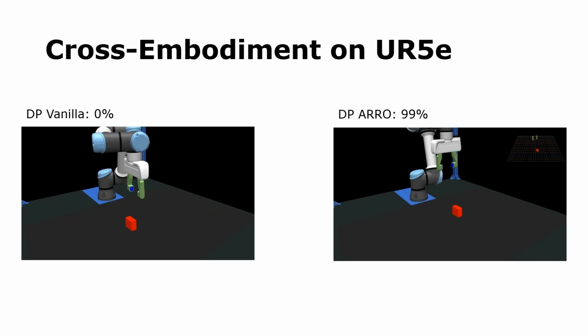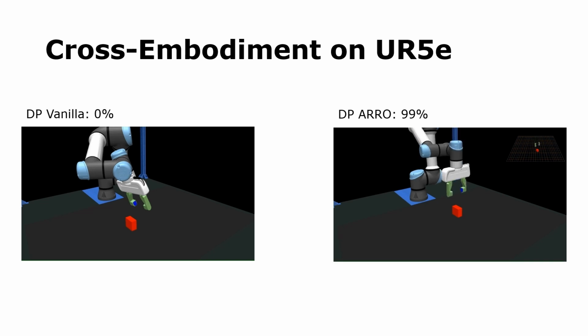Cross-embodiment policy training still remains a challenging domain. When changing to the new UR5E embodiment, the performance of the diffusion policy drops to 0. With ARRO, however, we show that the embodiment change does almost not impact its performance.